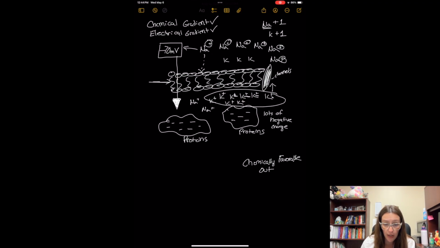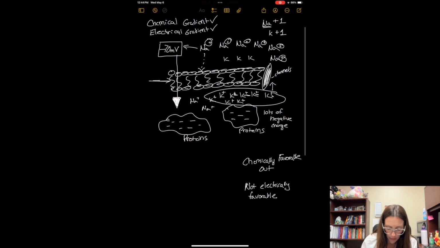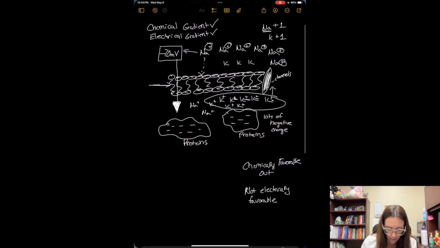So how does a voltage gated channel work? My voltage gated channel at first, so this is the outside of my cell, this is the inside of my cell. So let's imagine I've got my little door. Imagine a double door situation. So there's two doors to get into my cell. The first door is called the activation gate. Imagine I'm trying to get from outside to inside. And then on the inside, we have what's called the inactivation gate.